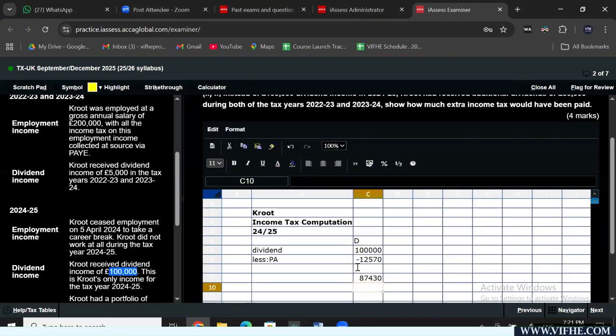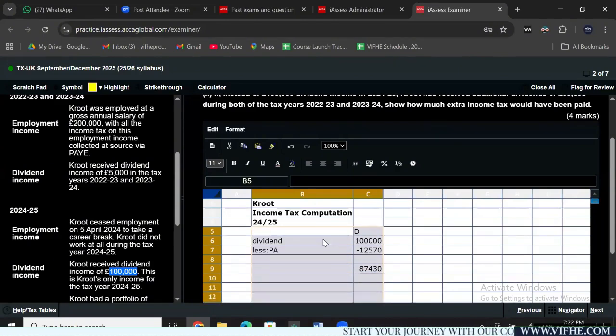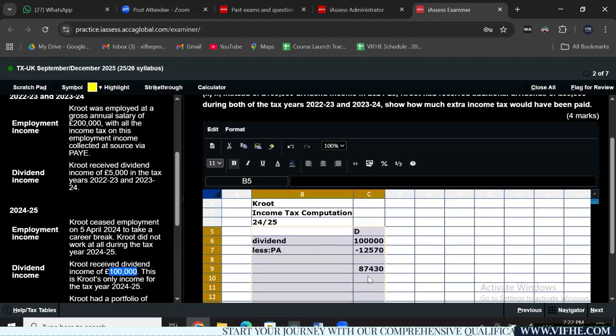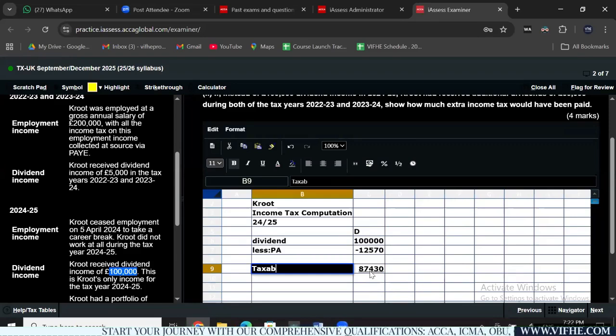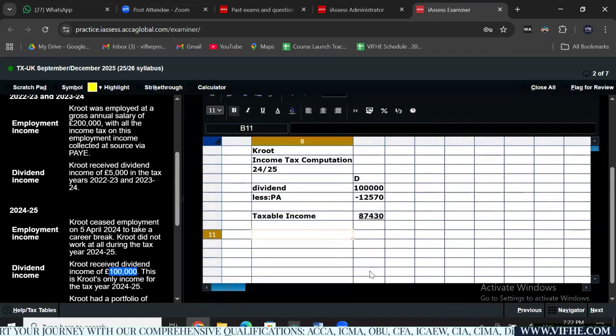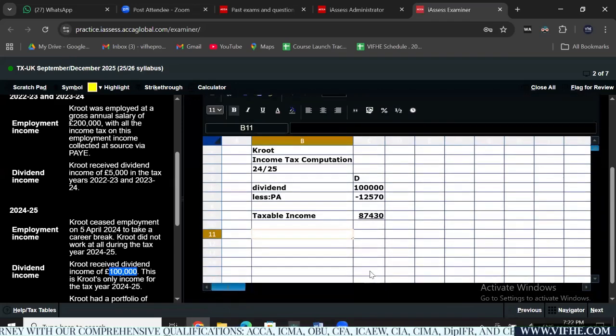That's going to be 87,430. This is said to be the taxable income. By taxable income, I mean the income on which income tax rates have to be applied. Well, our basic rate band can accommodate £37,700, and the basic rate band could be extended, but there is no such information given here, which makes me believe that the basic rate band is not being extended.